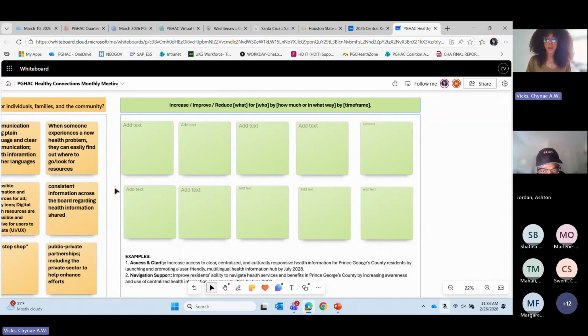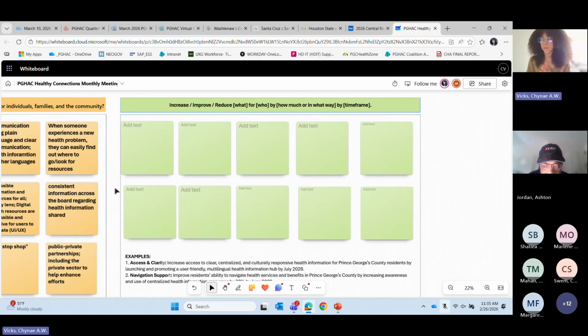All right, so looking at our next board, let's use this goal setting formula at the top. So we either want to increase, improve, or reduce what, for who, by how much or in what way, by when, right? So our time frame will be sometime in the next 3 years. We don't need to have that figured out today. We can figure that out once we start diving into our strategies in the next month and beyond. But really, let's just focus on some of these other key pieces first.